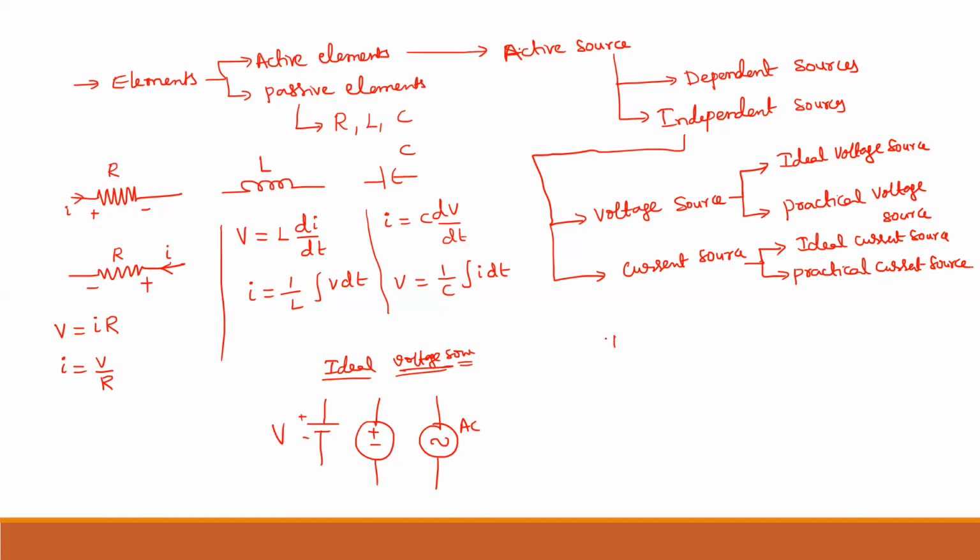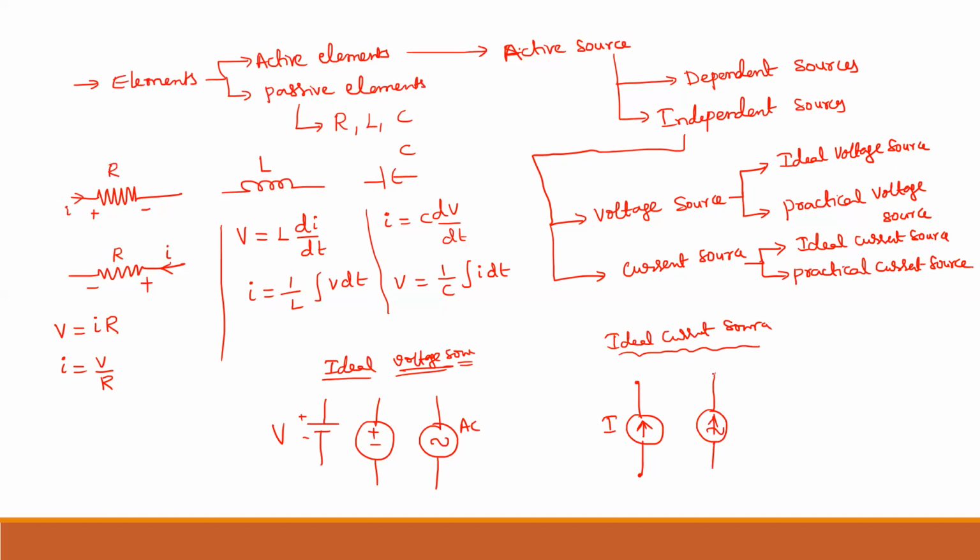Coming to the ideal current source. In the same way, we have the direction of the current. This is the general representation of a current source. Sometimes for AC circuits, they may represent it like this also. This is the current source representation, and these two are ideal sources.